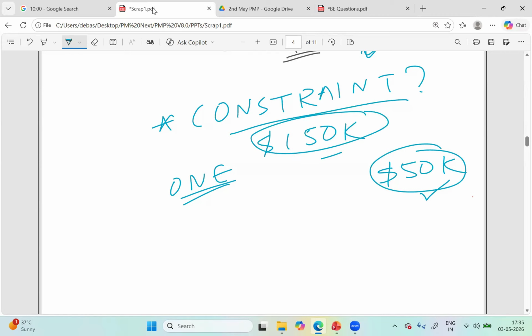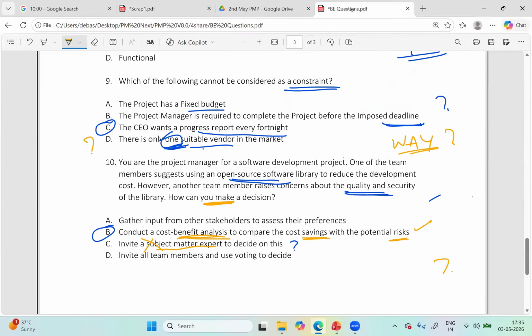If there were three vendors in the market, there would have been competition. You would have got a better price. You could have negotiated. But how do you negotiate with this guy? This guy would say, hey, you don't want to pay 150K, get lost. You can't do anything. You don't have a choice. So having one vendor is a big limitation. That is why D is not the right answer. Hope you understand it.